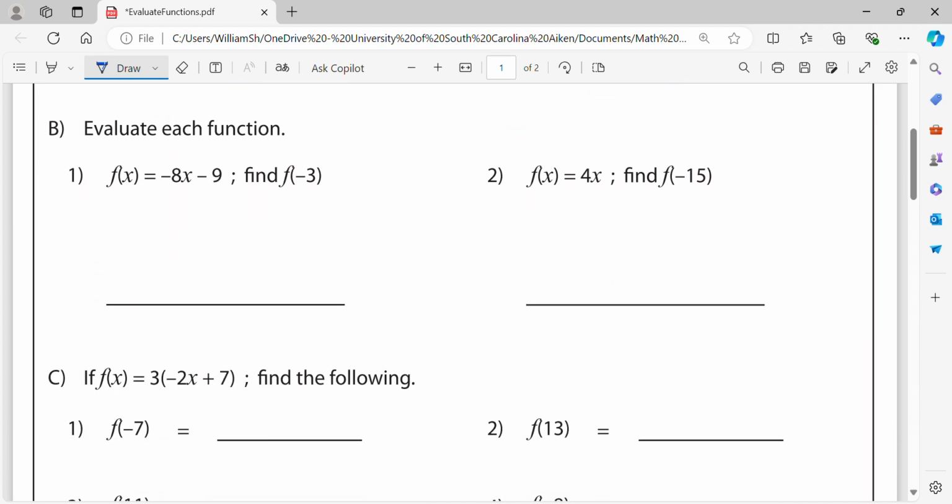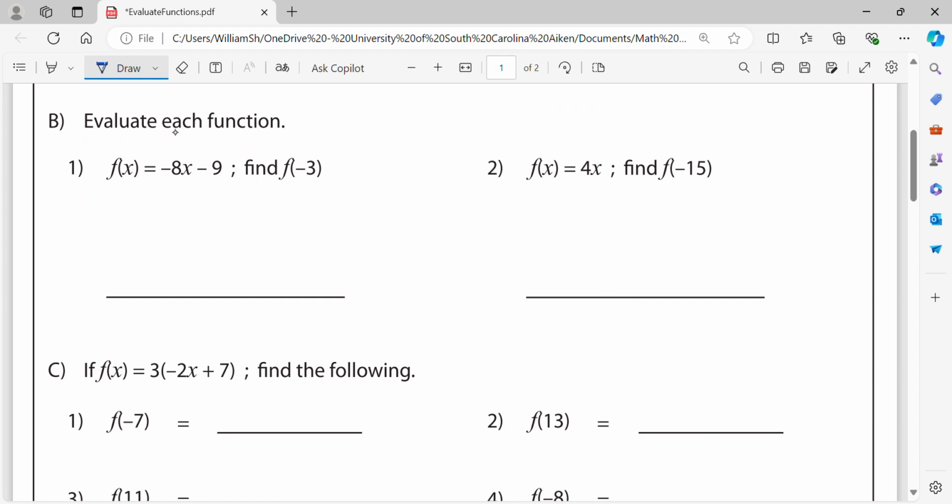Let's continue on. Now this one says evaluate each function. F of x equals negative 8x minus 9, and we want to find f of negative 3. Instead of saying x equals negative 3 here, they're just telling you to go ahead and plug negative 3 in for x. That's what it means by putting that negative 3 in the parentheses instead of the x. All we're doing is substituting this negative 3 in for the x itself.